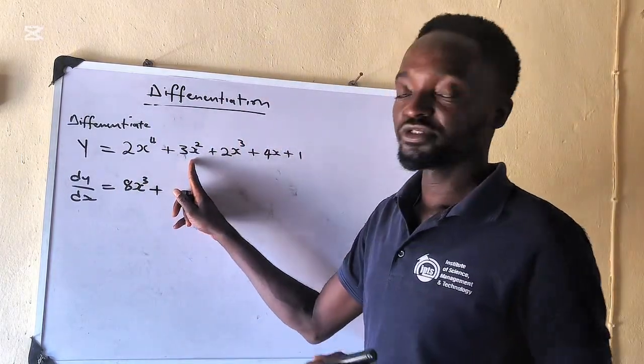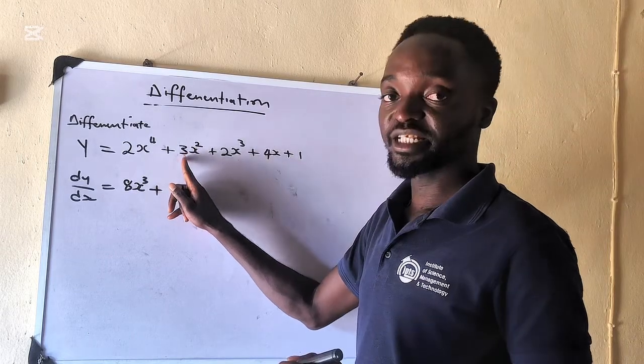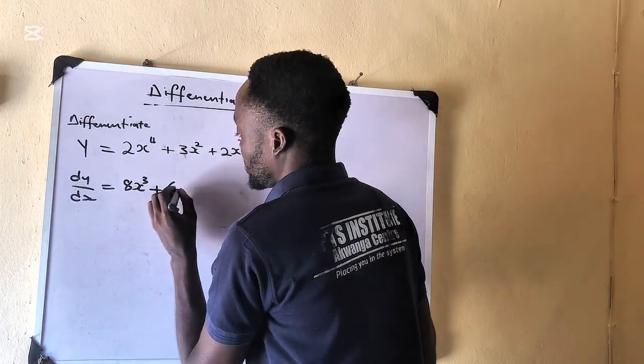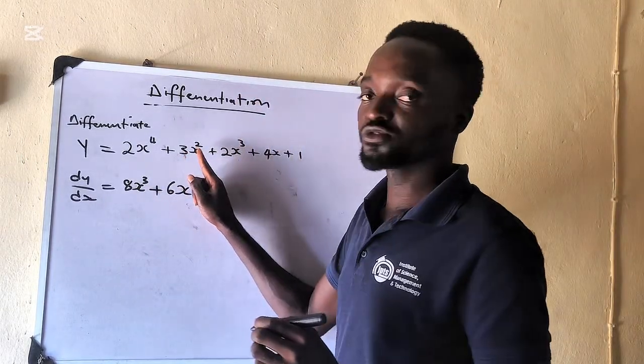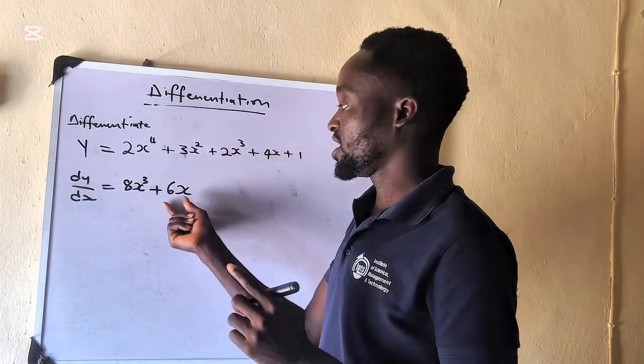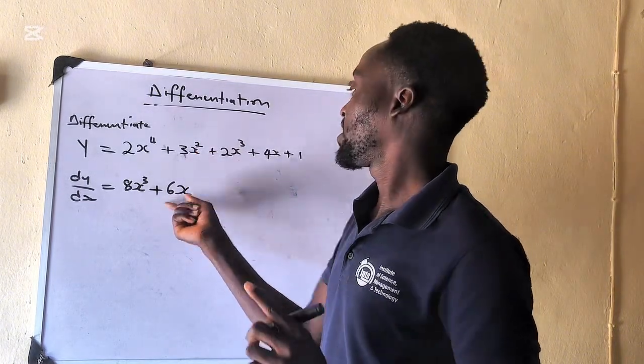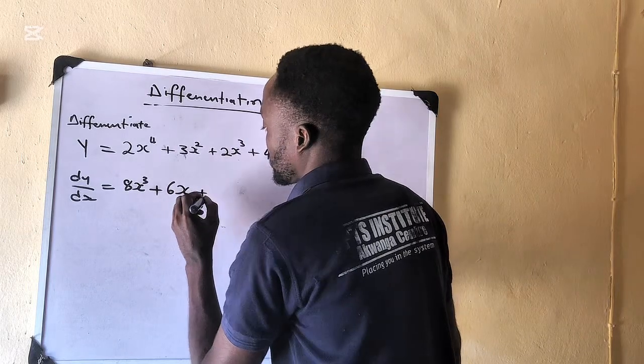So we are also going to do this one. We are going to bring down the 2, multiplying by this 3 is going to be 6, then x, then we subtract 1 from the power. So 2 minus 1 is going to be 1. So we can just leave it like this without necessarily writing the 1. So we can write plus.